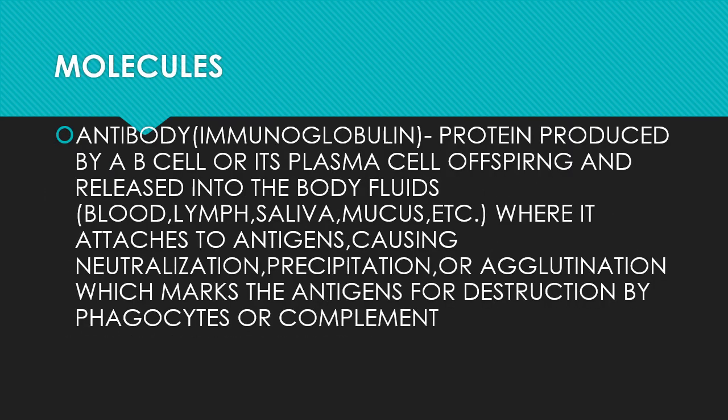So the molecules, let's go to the molecules. Antibody or immunoglobulin, a protein produced by a B cell or its plasma cell offspring and released into the body fluids in the blood, lymph, saliva, mucus, etc., where it attaches to antigens, causing neutralization, precipitation, or agglutination, which marks the antigens for destruction by phagocytes or complement.